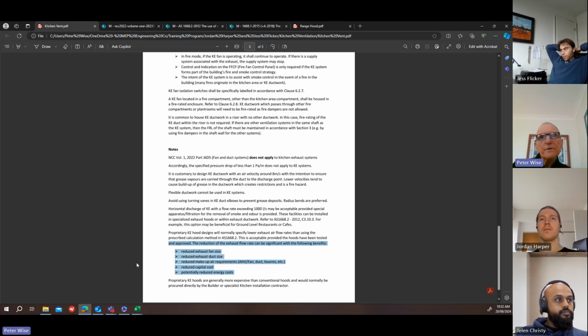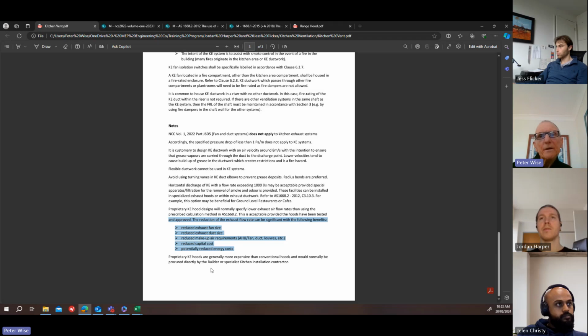One of the difficulties with a conventional kitchen exhaust system is the high airflow rates. So even with the 8 meters per second exhaust velocity, we can finish up with very large ductwork, and it's hard to fit it in sometimes. If it can be reduced, it has all those benefits. So yeah, just a comment at the bottom there.